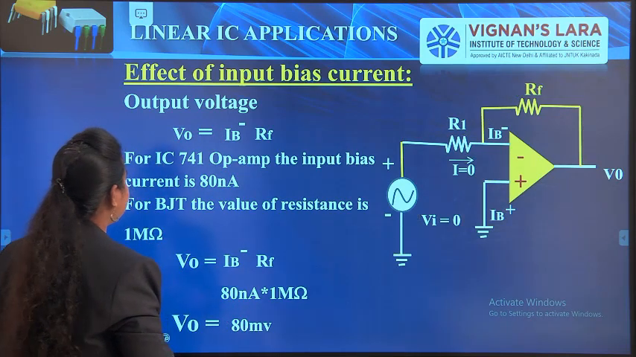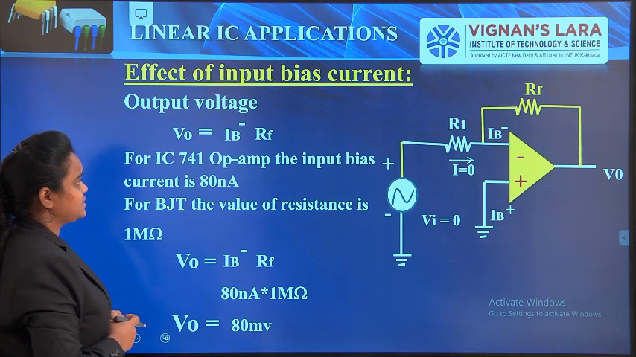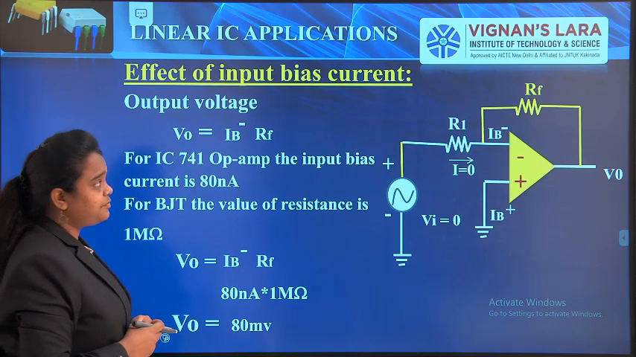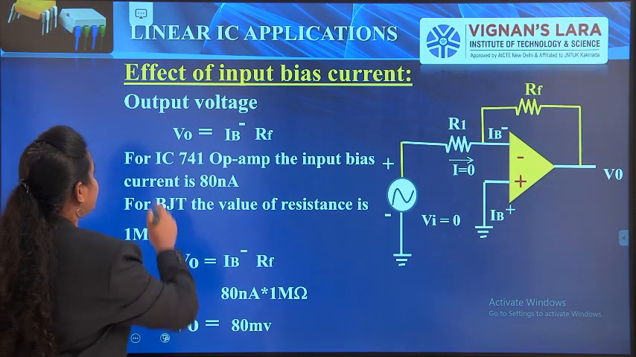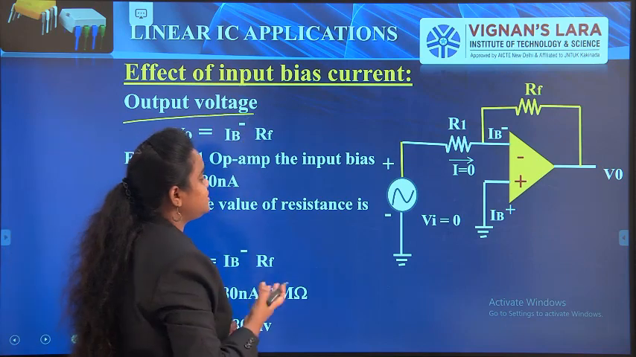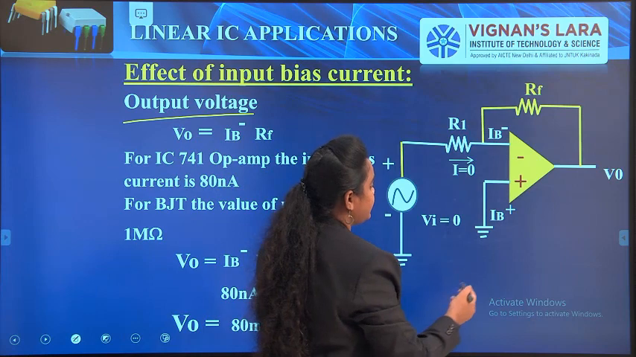Here, the effect of input bias current is a serious issue while calculating the output voltage. See this circuit, where we have clearly shown how the output voltage is calculated.